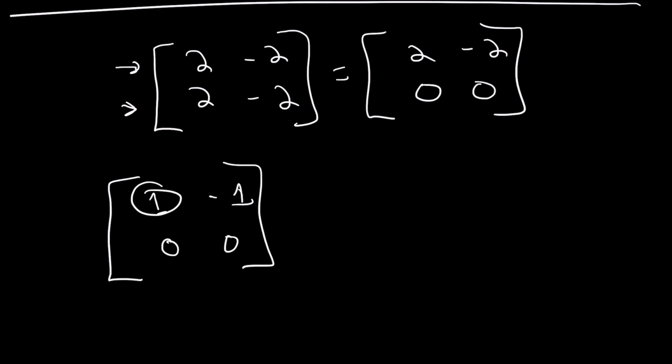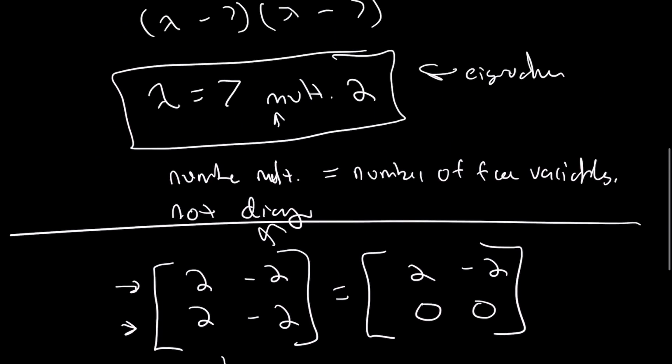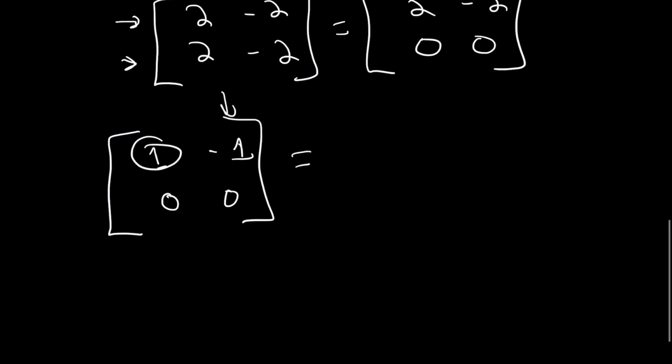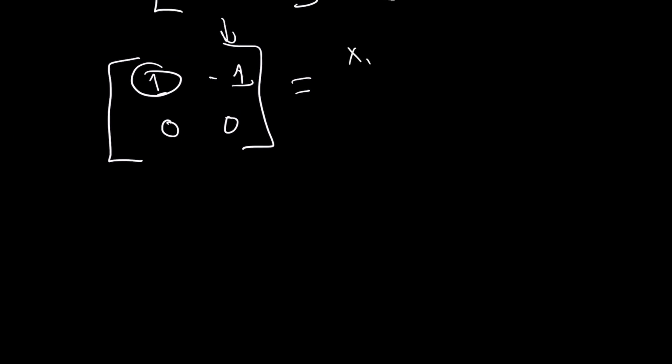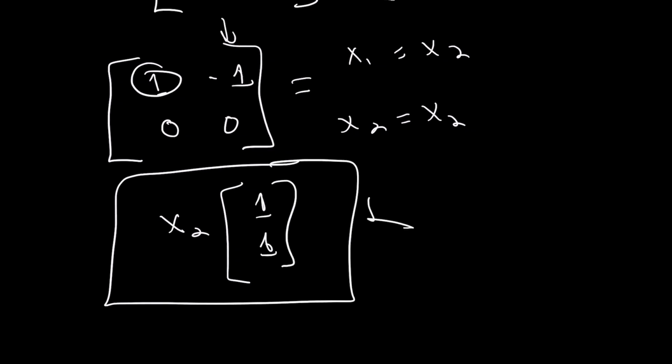So there is one free variable here. So it is not diagonalizable because there are 2 multiples and only one free variable, and they don't equal each other, so it's not diagonalizable. Now let's find the eigenvector. That's going to be x1 is equal to x2, and x2 is equal to x2. So x2 times 1, 1. And that is your eigenvector.